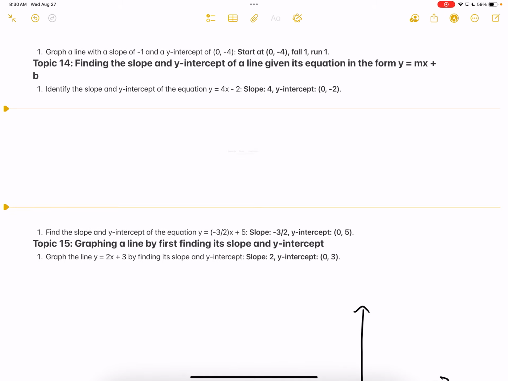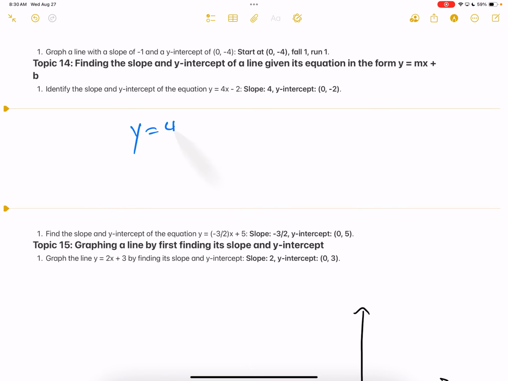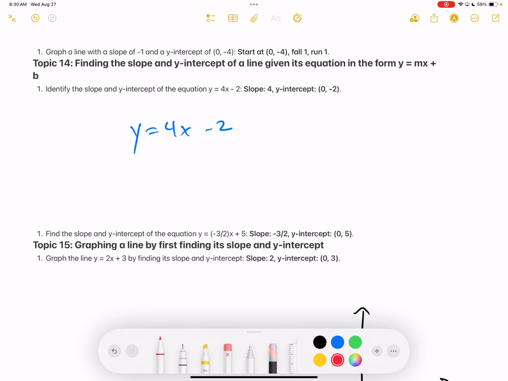Okay, identifying the slope and the y-intercept in this equation right here. Well, that shouldn't be too hard. We don't even have to do any algebra to find it. So my slope is 4, my y-intercept is -2. That's like all you have to do on that.